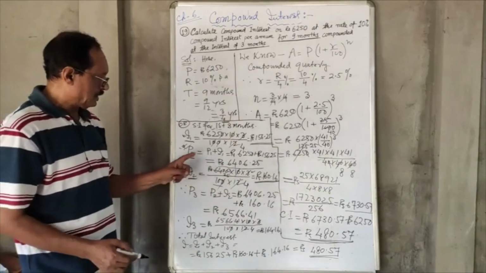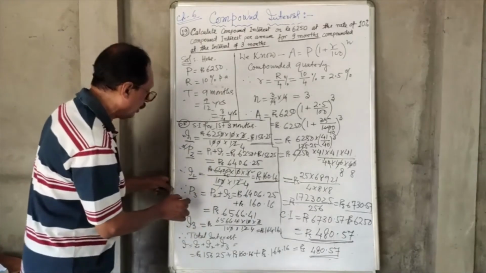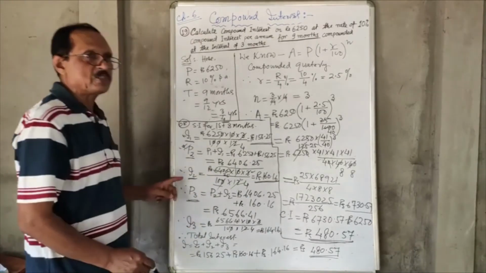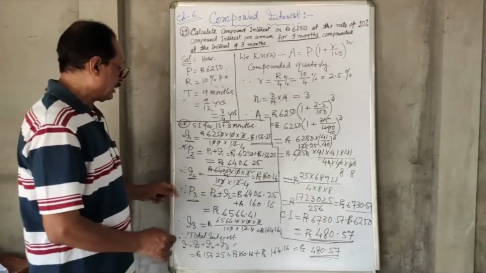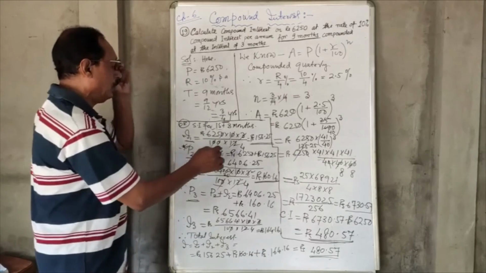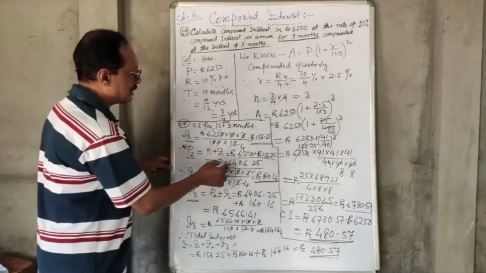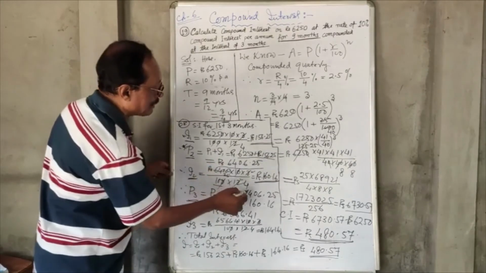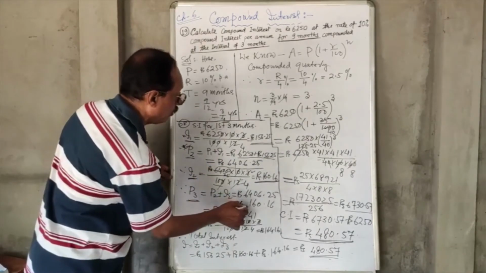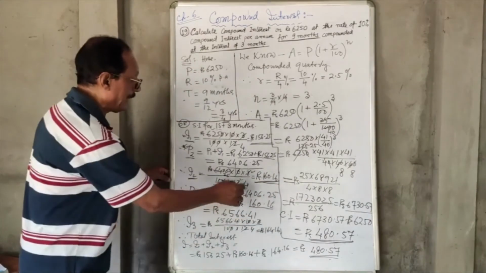We'll be finding out the interest for the third interval. To calculate the interest for the third interval, we have to find out what will be the principal in that interval. To get the principal of that interval, we'll be summing up P2. P2 means the principal for the second interval, that is 6,406.25, plus its interest of 160 rupees 0.16 will be added to it.